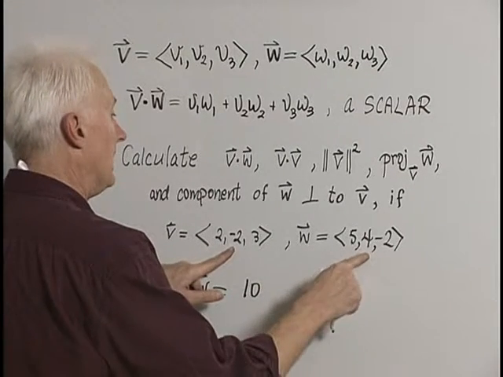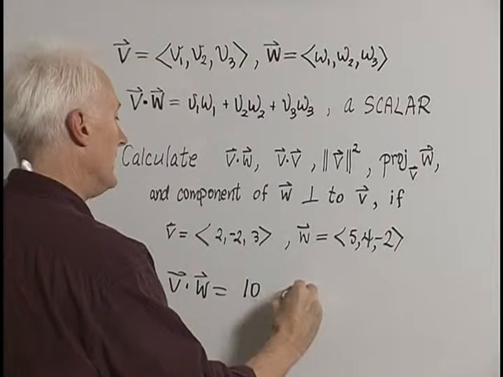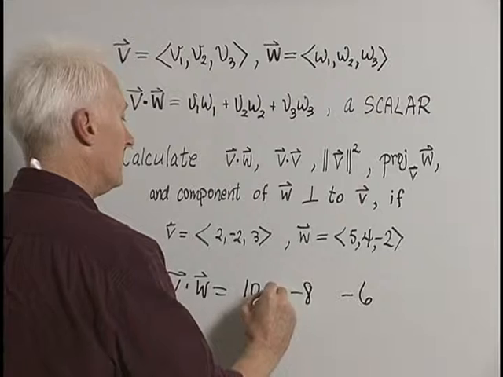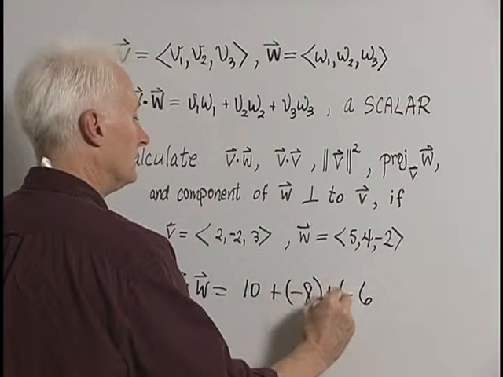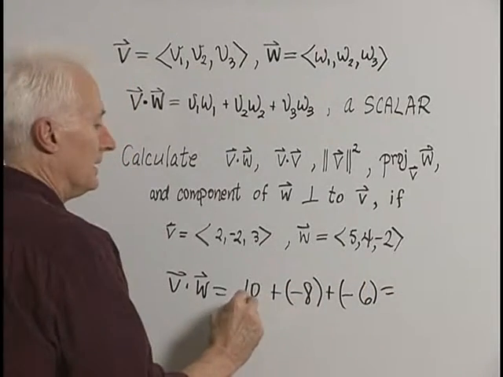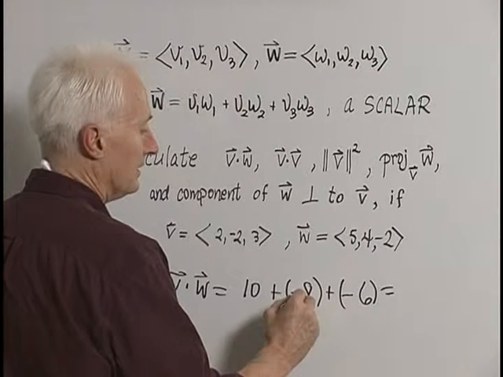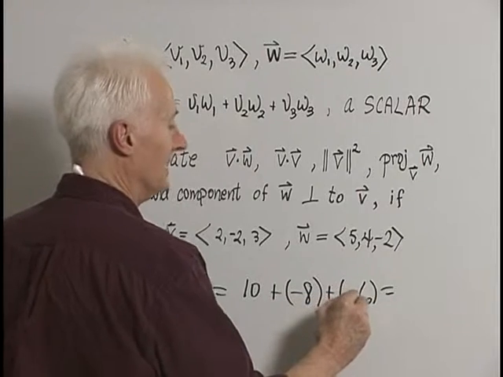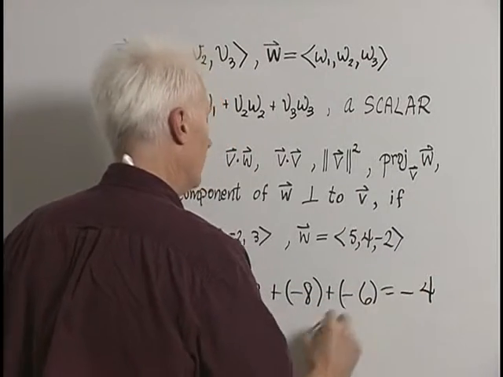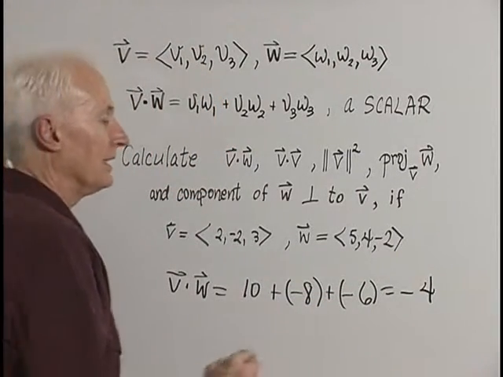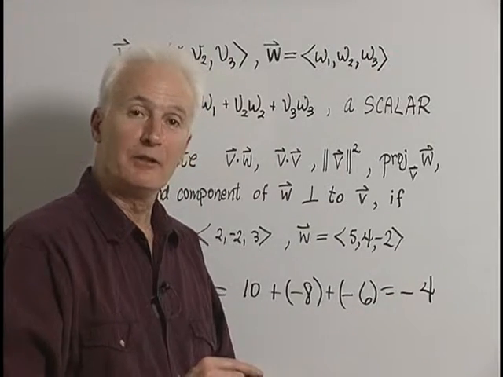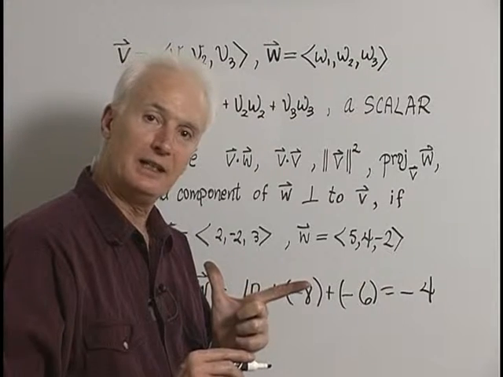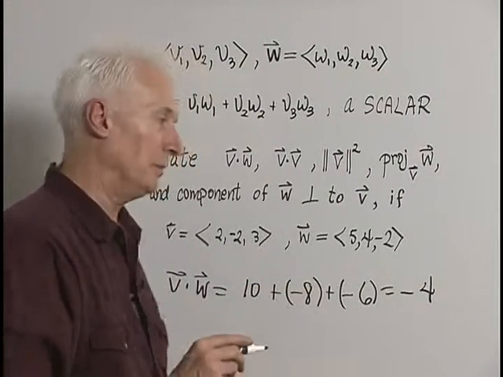So for instance, to begin, v dot w, we multiply corresponding components and then add the results. 2 times 5 is 10. Negative 2 times 4 is negative 8. 3 times negative 2 is negative 6, and we want to add these results. And so 10 minus 8 is, excuse me, plus 2. Minus 6 is negative 4. What's the significance of the negative sign there? Remember, when the vectors make an angle greater than 90 degrees, then their dot product will be negative.